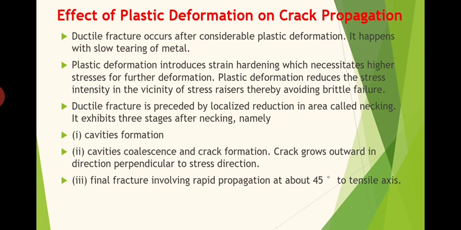So these cracks will interact together. I have told that there won't be crack propagation as such in case of brittle material, but here cavities can coalesce, that means they can join together, and the crack can become bigger and bigger. So the crack grows outwards in the direction perpendicular to the stress direction. Because of the applied stress, the crack is propagating initially perpendicular to the direction of the applied stress, as in the case of brittle fracture.